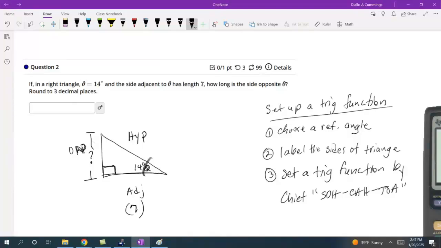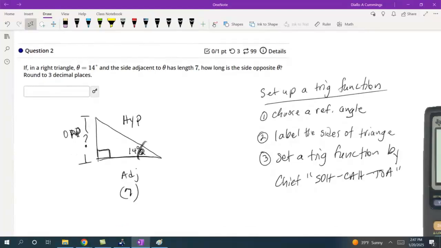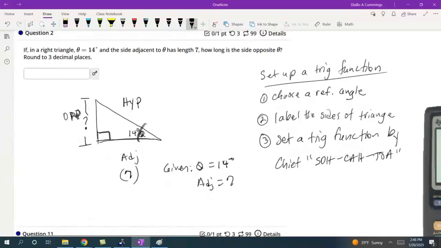So now let's take a look at what we're given and then take a look at what we're trying to find. I'm given that my theta is 14 degrees. So I'm given my reference angle. I'm also given that the adjacent side is equal to 7. Now, what am I trying to find? Well, I'm trying to find the side that's opposite.